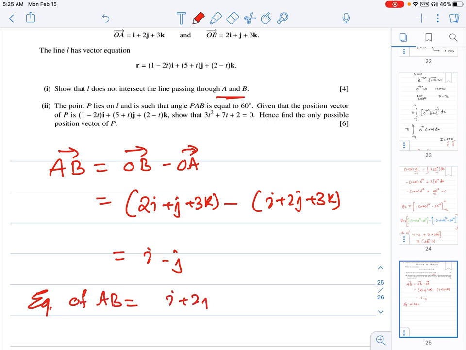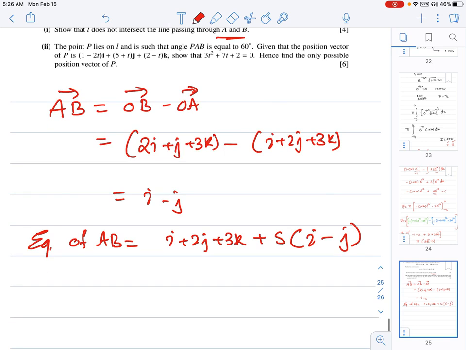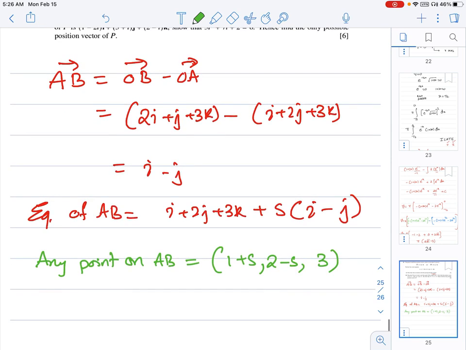So the equation of AB: take any one point, i plus 2j plus 3k, plus t times (i minus j). I cannot use t because it has already been used, so I'll use a parameter s times (i minus j). This is the AB equation. Then I find any point on AB. Any point on AB is 1 plus s, just take the i terms, comma, 2 minus s, comma, 3.